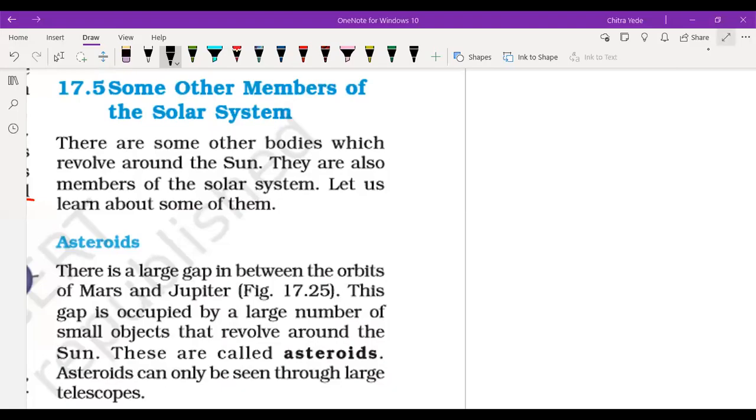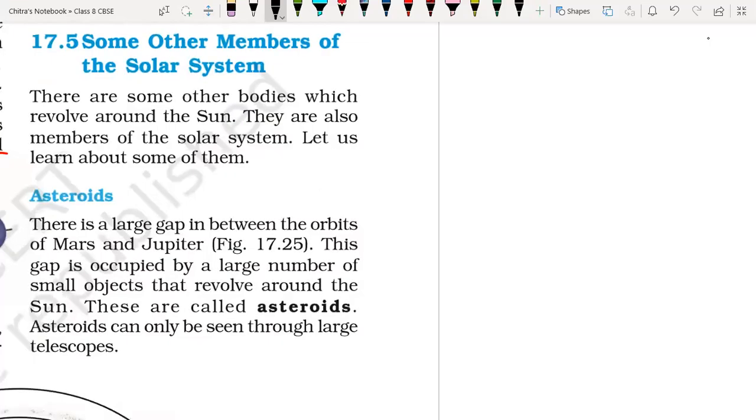Hello everyone. Now we're going to start some other members of the solar system of our chapter called Stars and the Solar System. So what are other members of the solar system? We already discussed the stars and the different planets, even satellites. Now we're going to discuss some other members of the solar system like asteroids and meteors. There are some other bodies which revolve around the sun, rather than the planets. They are also members of the solar system. Let us learn about such members one by one.